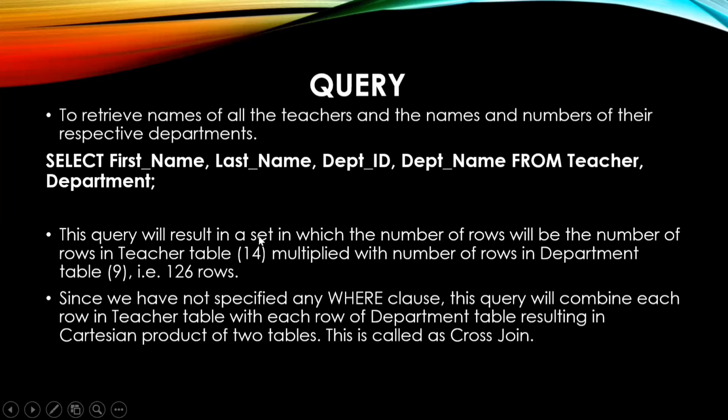So this query will result in a set in which the number of rows will be multiplied as rows in the teachers table. Teachers table having 14, department table having 9. So 14 into 9 equal to how many rows? 126 rows. Okay. Since we have not specified any where clause, this query will combine each row in the teachers table with each row of the department table, resulting in the Cartesian product of two tables. That is called as what? Cross join. So here we have not specified a where clause, instead of using Cartesian join.